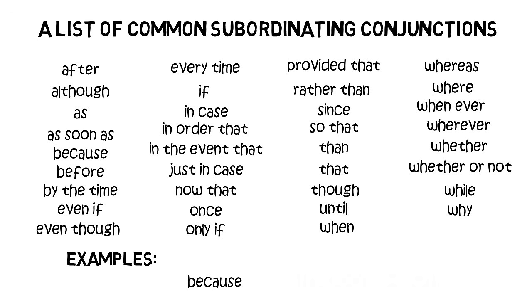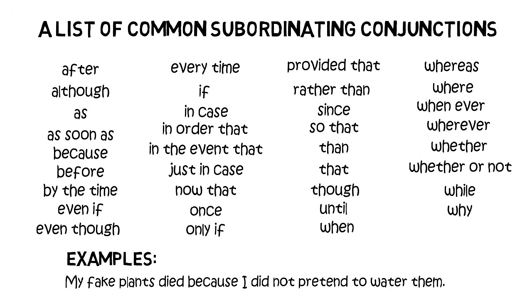Let's look at another one. Let's take because. My fake plants died. That's the independent clause here in blue. Because, that's the subordinating conjunction. I did not pretend to water them. The green text here being the dependent clause.